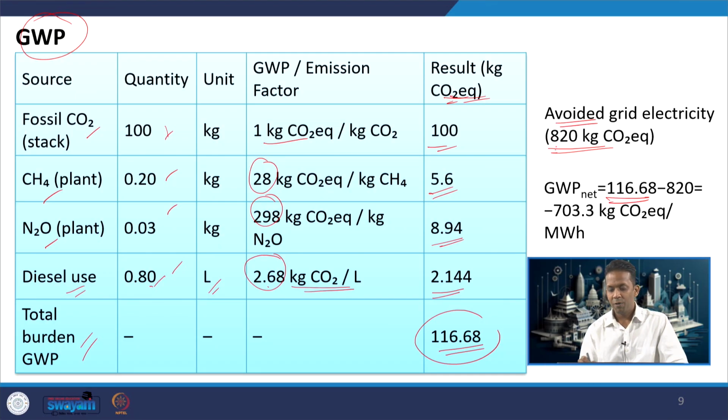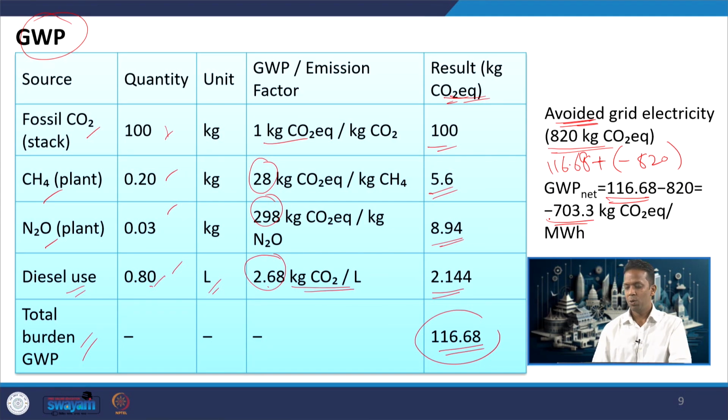Since it is the avoided value, when we put it into the number, it is 116.68 plus the avoided value, which is minus 820. It is not like 116 minus 820, but 116 plus the avoided grid electricity benefit, which is negative because of the term avoided, and that comes out to be minus 703 kg CO2 equivalent per megawatt hour. Understood? That is how global warming potential is calculated on the net side.